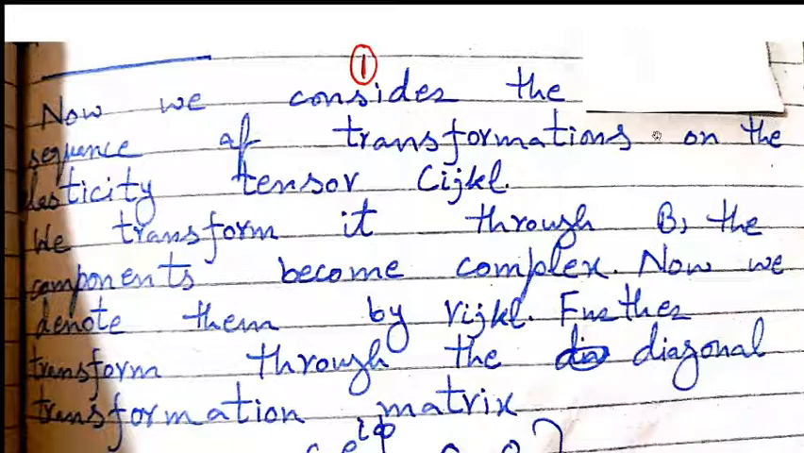What we will do is apply the sequence of transformations on the elasticity tensor C and try to find the elasticity matrix. By finding the elasticity matrix, we mean that we have to calculate the number of independent constants for that elasticity matrix.